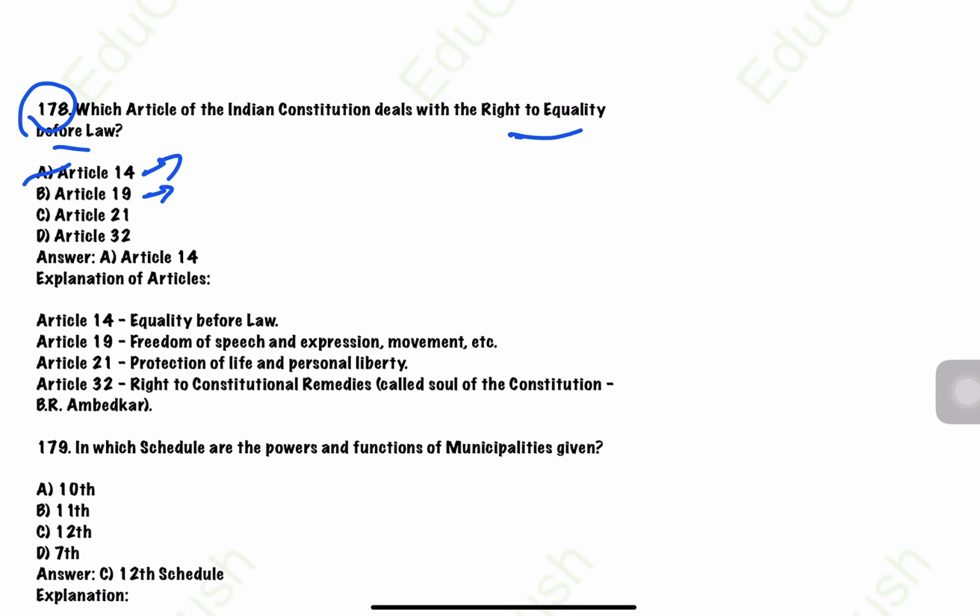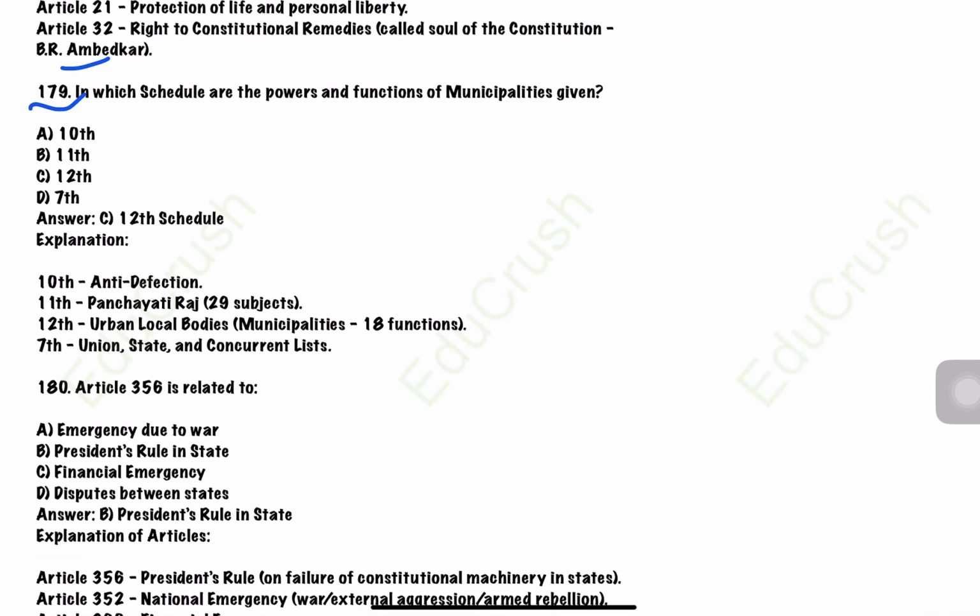Article 19, freedom of speech and expression, movement, etc. Article 21, protection of life and personal liberty. Article 32, right to constitutional remedies, called Soul of the Constitution by B.R. Ambedkar. Next, 179th question. In which schedule are the powers and functions of municipalities given? So under the 12th schedule.